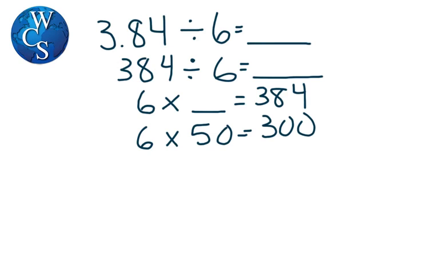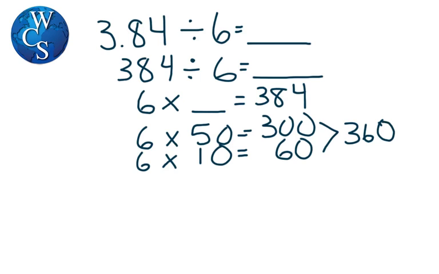384 minus 300 is 84, so I have to keep multiplying up until I reach my dividend, which is 384. I know that 6 times 10 is 60, and the reason I picked 10 was because I can easily multiply 6 times 10 in my head. So far we have 360 total for my dividend. I need 24 to reach 384. I know my basic fact, 6 times 4 is 24.